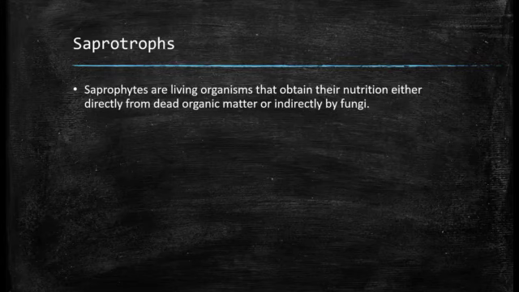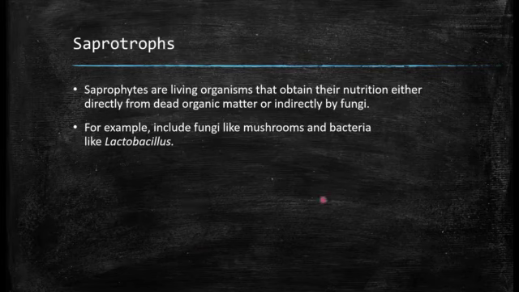Saprophytes are living organisms that obtain their nutrition either directly from dead organic matter or indirectly by fungi. So these are living organisms that obtain their nutrition, means their food, from dead organic matter like dead animals, or by fungi. You may know fungi. Examples include fungi like mushrooms and bacteria like lactobacillus.